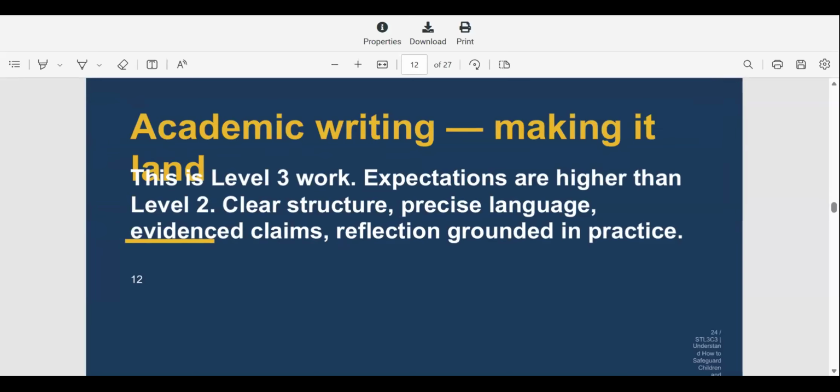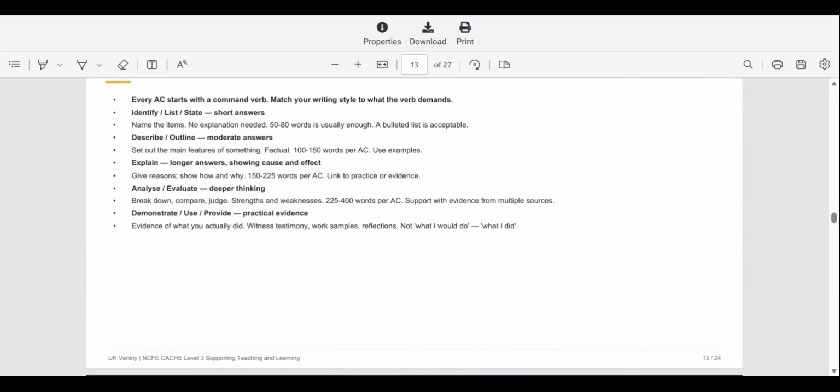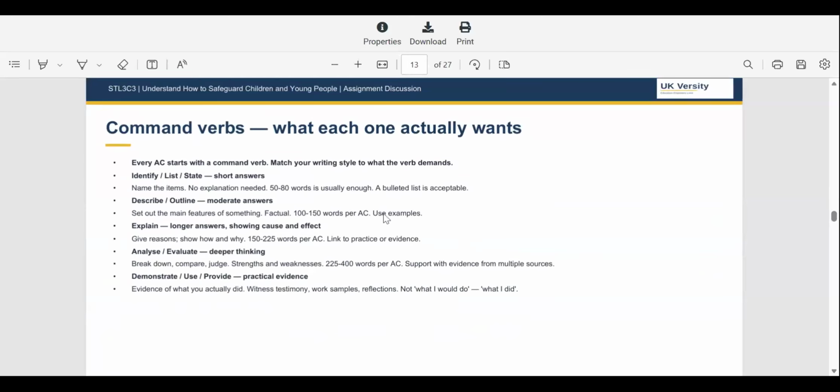So this is academic writing, making it hard. Command verbs, what each one actually wants. Every AC starts with a command verb. Map your writing style to what the command word asks. If it says identify, list, state, these are short answers, name the items, no explanation needed, 50 to 80 words is enough. A bullet pointed list is acceptable.